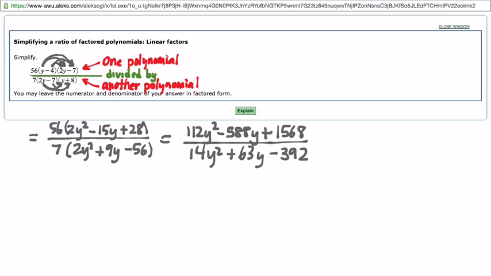There's a time to FOIL, and there's a time to factor. When working with rational expressions, the time to FOIL is almost never. The time to factor is almost always. Okay. So I guess my first exhortation to you in working with rational expressions is to leave everything factored until the last possible minute.